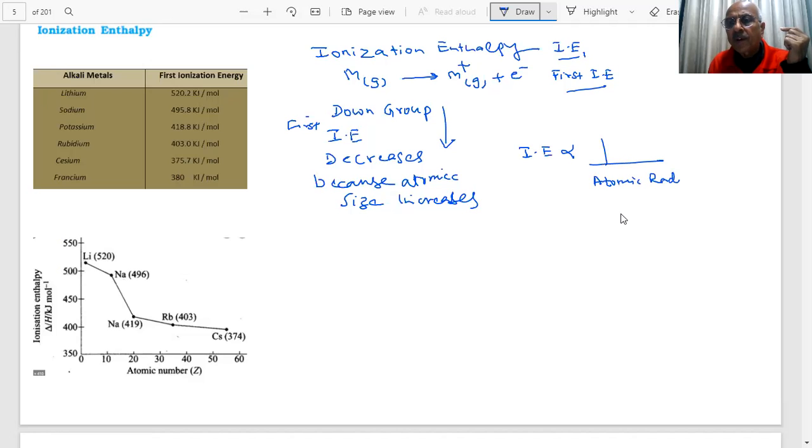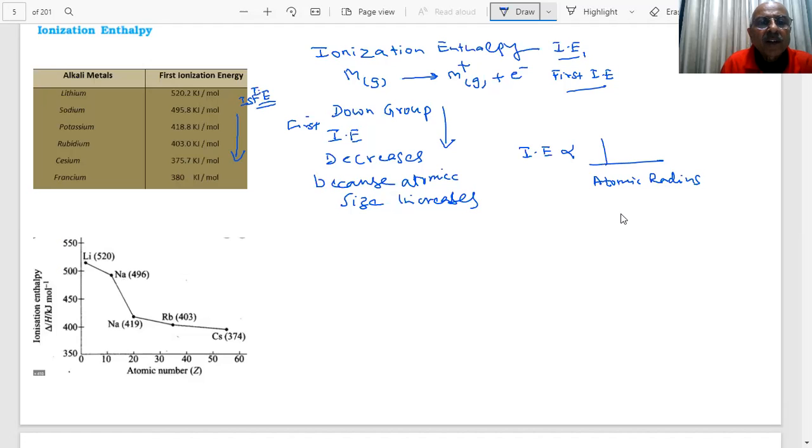Note it down, important point, students. Inversely proportional to atomic radius. Atomic radius increases, ionization energy decreases, students. Values are given in kilojoules per mole. Lithium has the highest ionization energy, 520, then 495, 418, 403. It is decreasing down the group. You can see these are the first ionization energies, students. They are decreasing down the group.